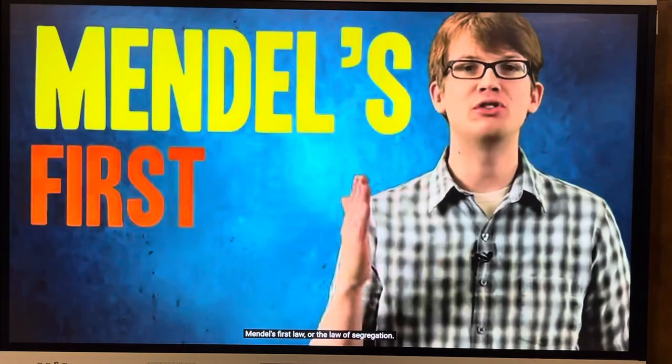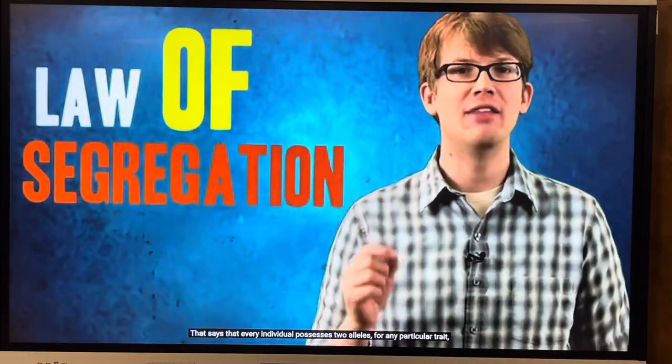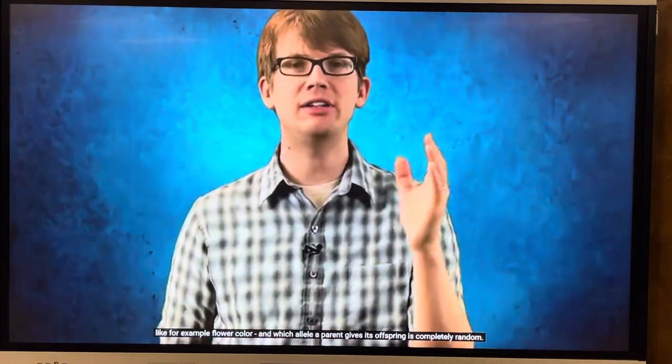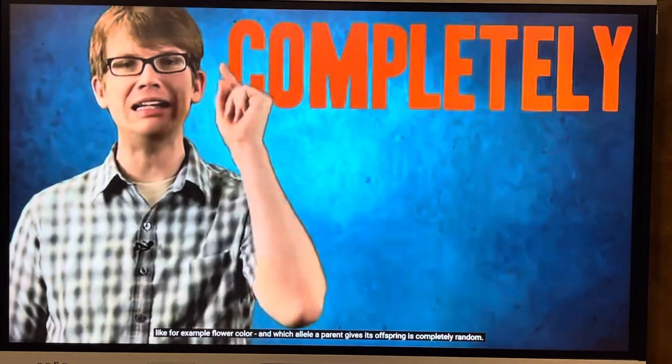So through these three conclusions, Mendel came up with a hard and fast rule about genetic inheritance, Mendel's first law, or the law of segregation, that says that every individual possesses two alleles for any particular trait, like, for example, flower color, and which allele a parent gives its offspring is completely random. The offspring then has one allele from mom and one allele from dad, and of those two alleles, the dominant one is the one trait that the offspring will express. If and when both of the alleles happen to be recessive, only then will the recessive trait be expressed.